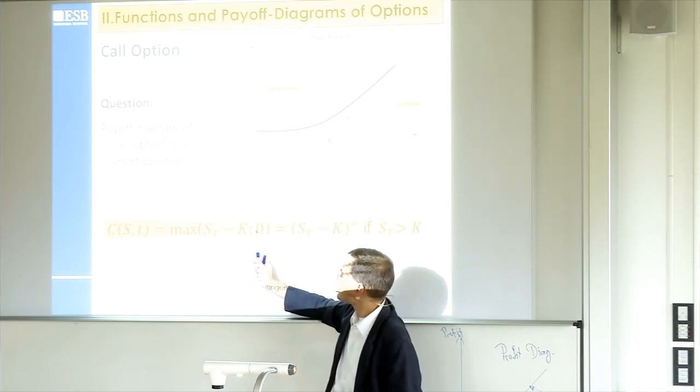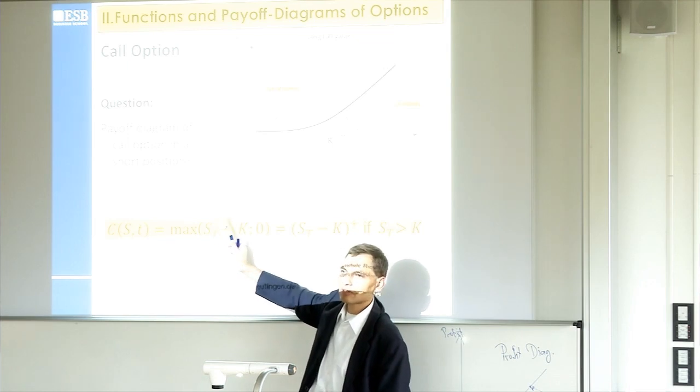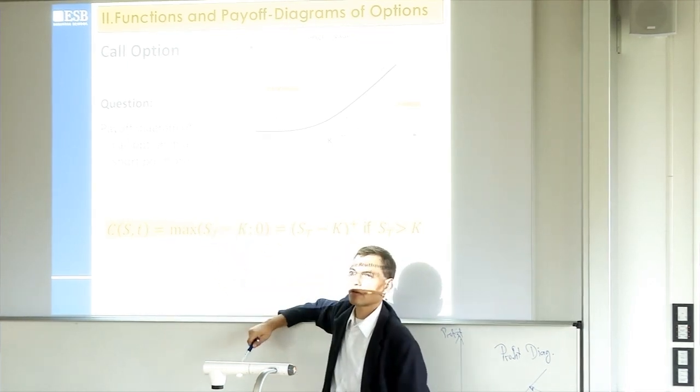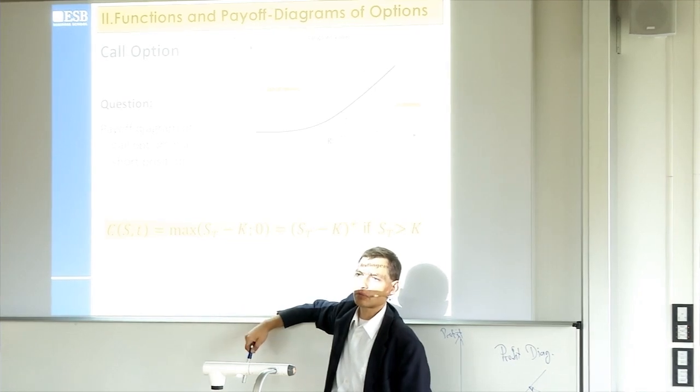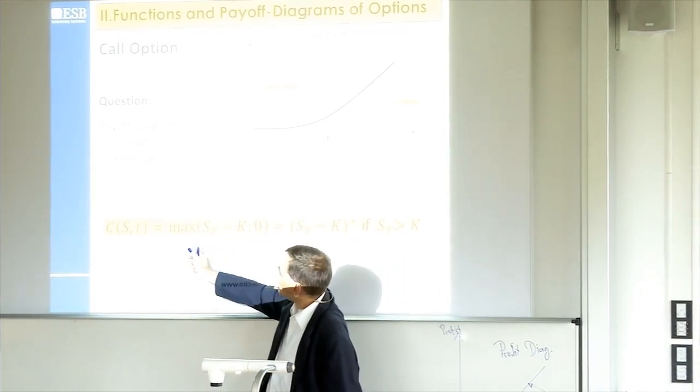Don't exercise if ST is less than K. If the stock price at the end is greater than K, you exercise, and the payoff is the difference of the stock price in the market minus the strike price. So you choose the maximum.